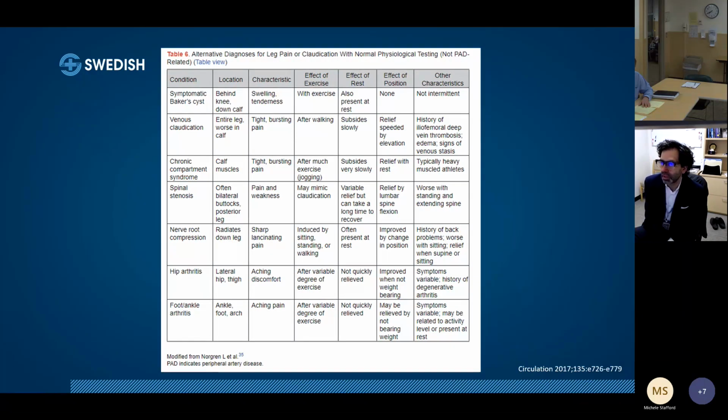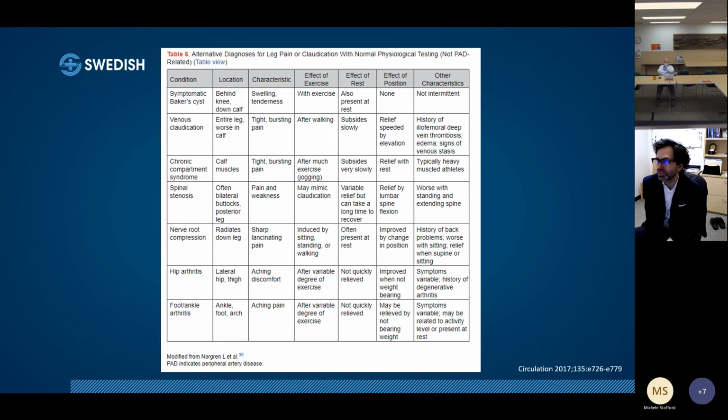So when you see a patient who you think has claudication, there's certainly a lot of other things that can cause leg pain or leg symptoms, ranging from Baker's cyst to venous claudication, chronic compartment syndrome. I would say chronic compartment syndrome is generally in younger patients. The two that I generally struggle with, or see a lot of crossover, are patients with spinal stenosis or nerve root compression. Both can decrease people's walking distance.